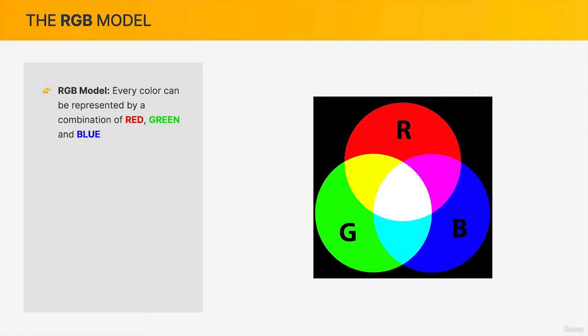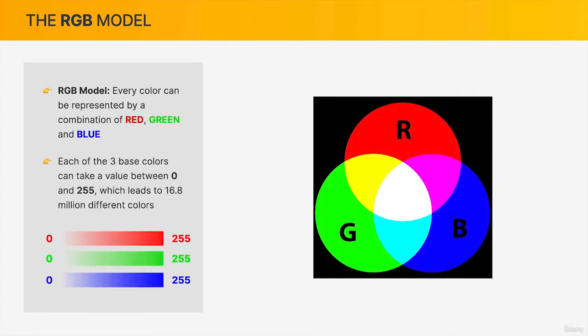So anyway, in order to actually represent a certain color, we need to give each of the three base colors any value between 0 and 255. And so with that, we can define a total of 16.8 million different colors. So let's understand this a little bit using our diagram here.